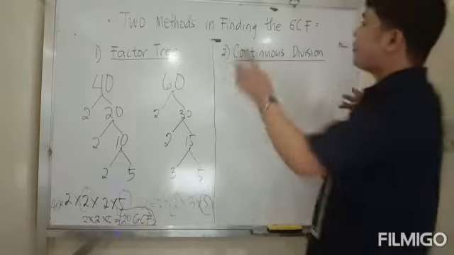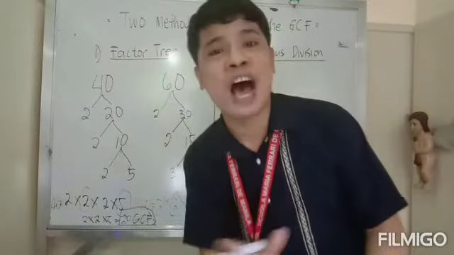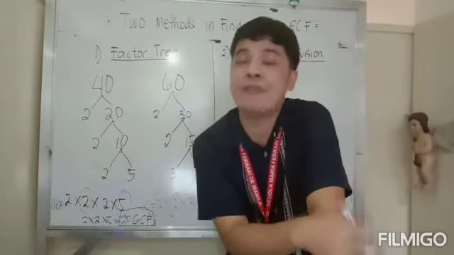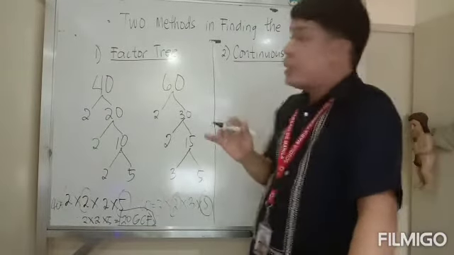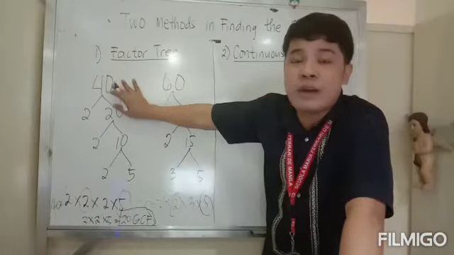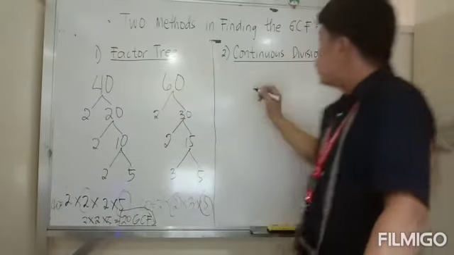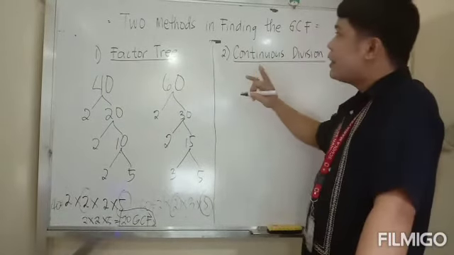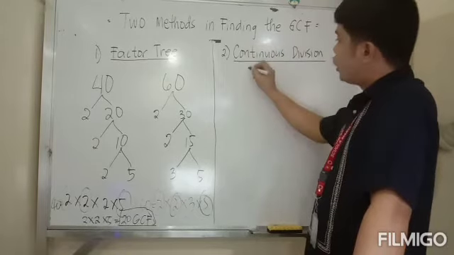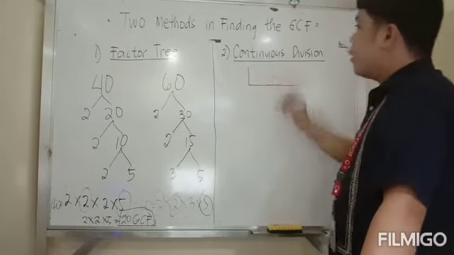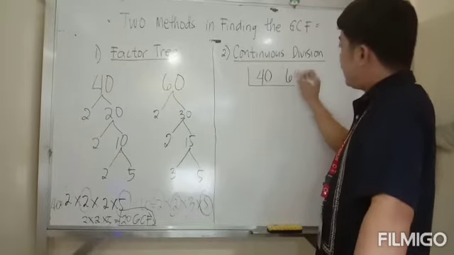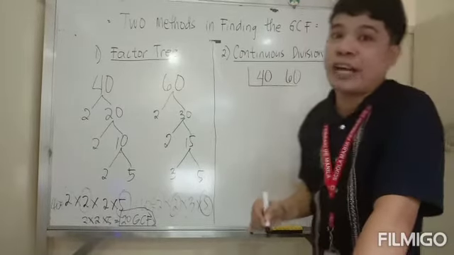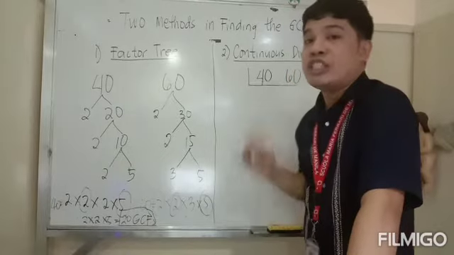Now this time, guys, I'm going to show you how to find the GCF using continuous division. For the same numbers, we're going to use 40 and 60. In solving continuous division, we will put here the numbers 40 and 60. These are the numbers that we are going to find the GCF of.